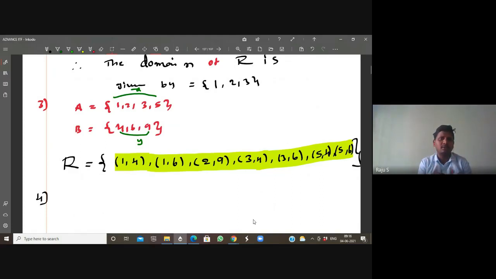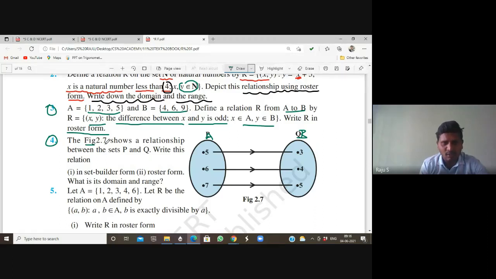Like here clearly, x is any element belonging to A, y is any element belonging to B, then x minus y. Like that you can explain, right? Fourth question. Okay, figure 2.7 shows a relationship between sets P and Q, right? Write the relation in set builder form and roster form.